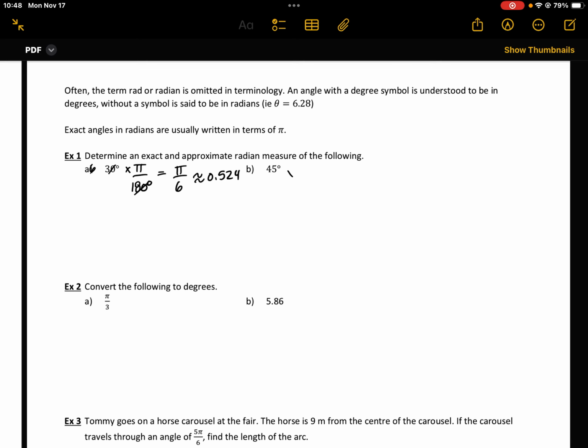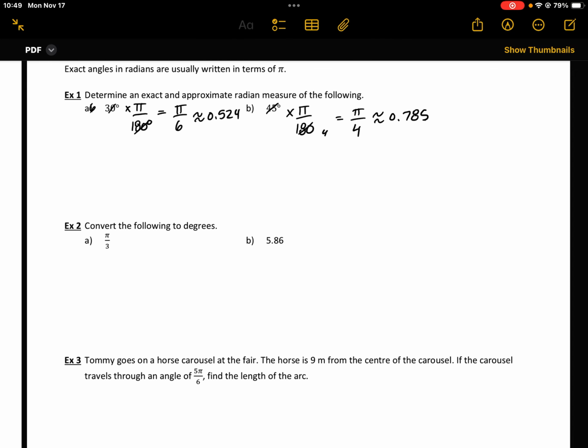I'm going to repeat the same thing with 45 degrees. I'm going to multiply by pi over 180. Reducing my fraction is going to leave me with pi over 4, which is approximately 0.785 radians. The next two examples, we're going to go in the other direction, so from radians to degrees.